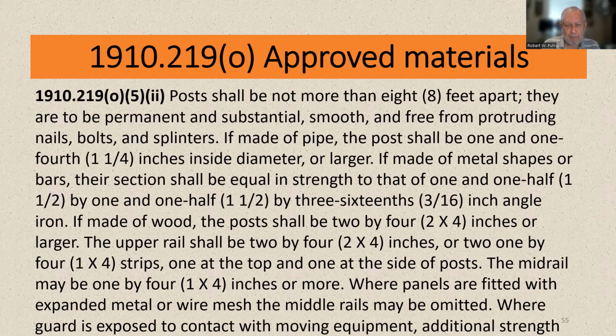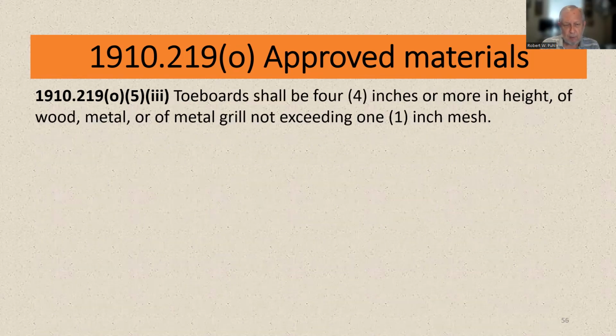The upper rail shall be 2 by 4 inches, or 2 1 by 4 inch strips, one at the top, one at the side of the post. The mid rail may be 1 by 4 inches or more. Where panels are fitted with expanded metal or wire mesh, the middle rails may be omitted. Where guard is exposed to contact with moving equipment, additional strength will be required.